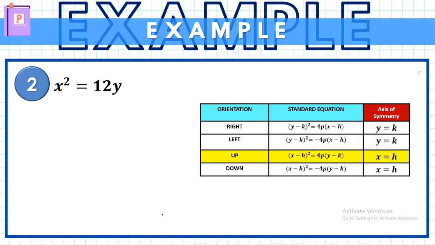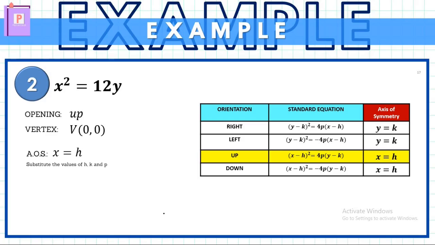Moving on, we have this equation, and it is a parabola that opens upward. The vertex is plotted at the origin, 0, 0. So the formula for the axis of symmetry is x equals h. Now we substitute the values of h, k, and p. So h is 0, k is 0, p is 3. Therefore, the axis of symmetry is x equals h or x equals 0.